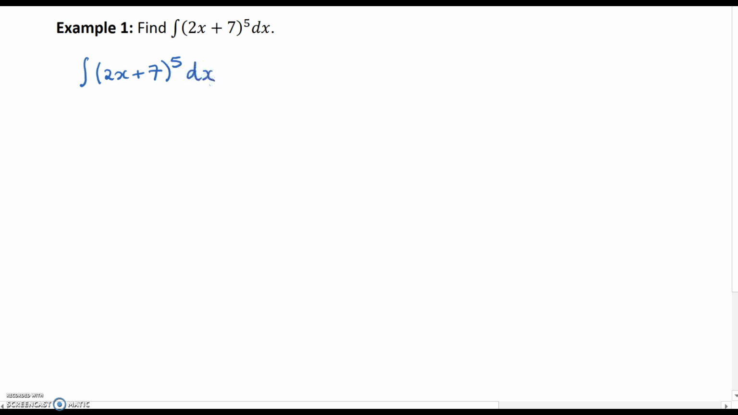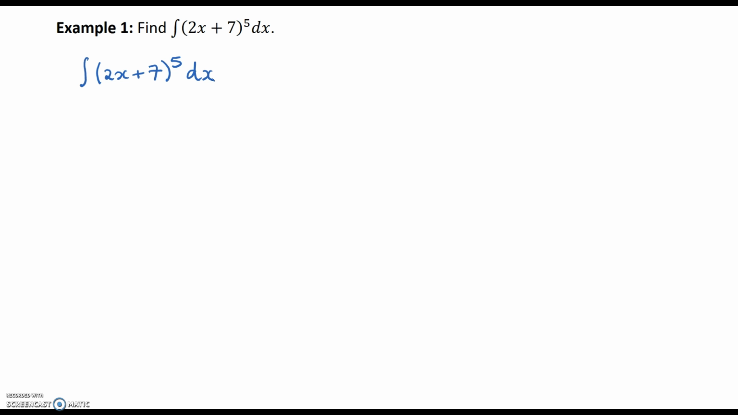Now, if you wanted to, you could expand that out. You could multiply 2x plus 7 by itself 5 times, 4 times, I guess, and that would remove the parentheses, but it seems like an awful lot of work. So this is the workaround.